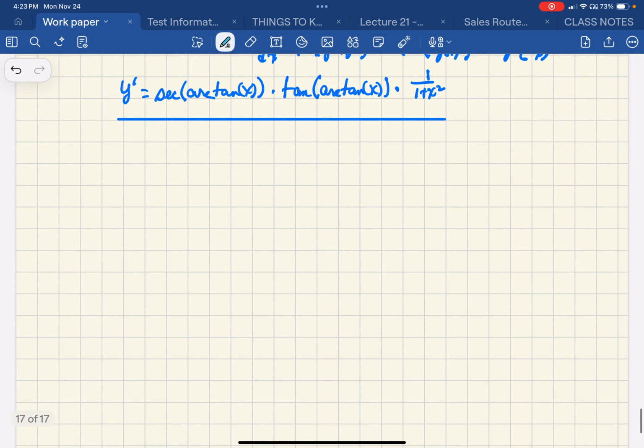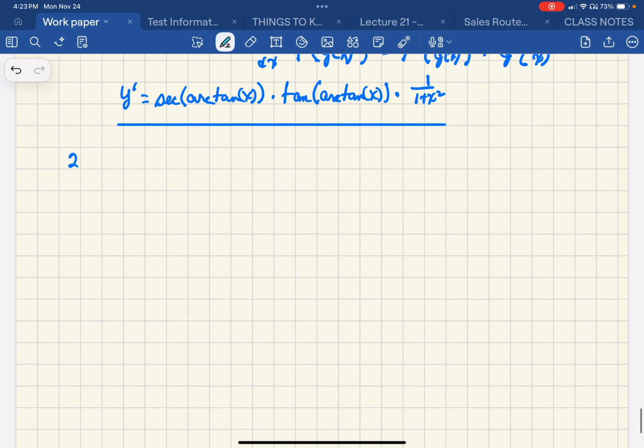Now we go to question number 2A, and that asks for an evaluation of the function. So we have the function y is equal to the secant of the arctangent of x.